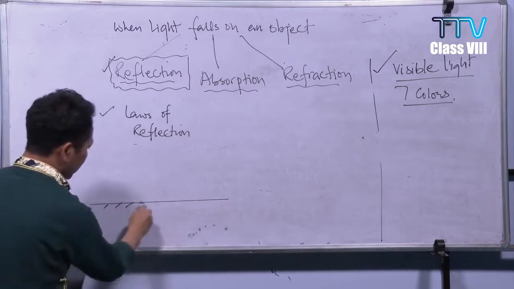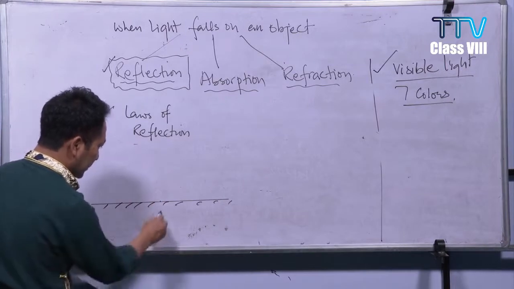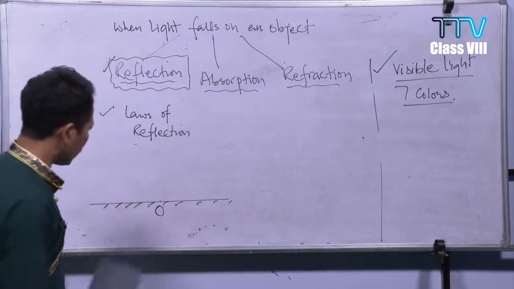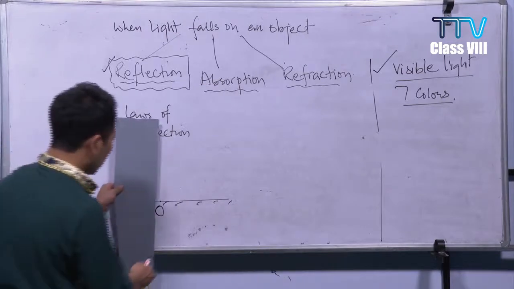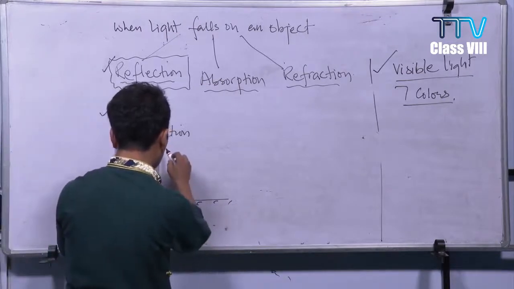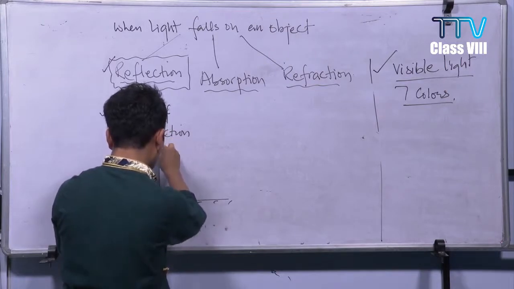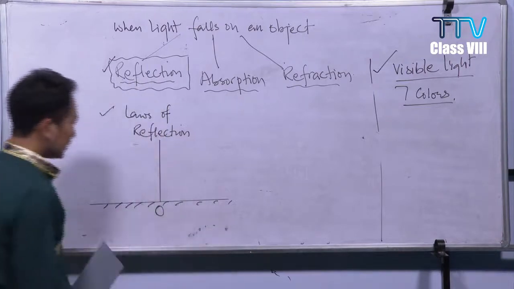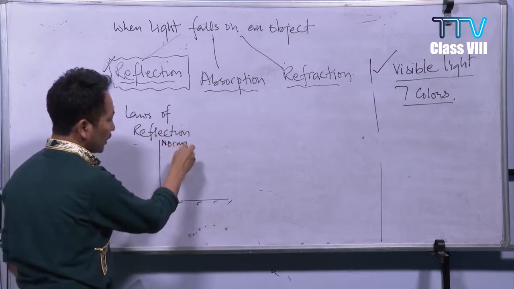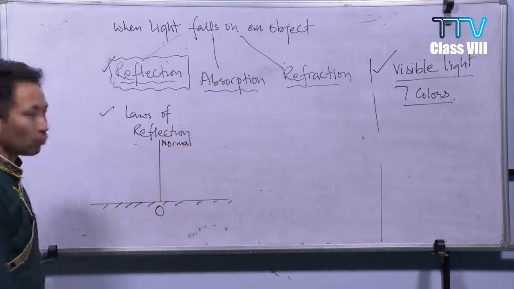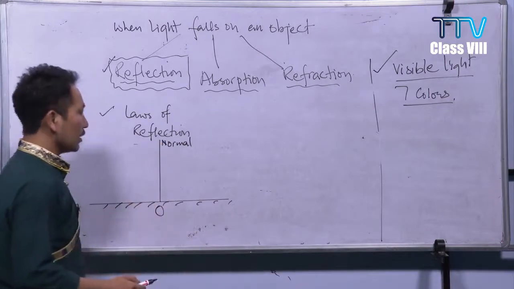This is the reflecting surface, and I've chosen a point of incidence. Let's say this is the point of incidence, and I marked it as point O. At that point of incidence, I draw a perpendicular line. Let's say this is the perpendicular line, and this would be the normal. This is called a normal, the line that is drawn perpendicular at the point of incidence.